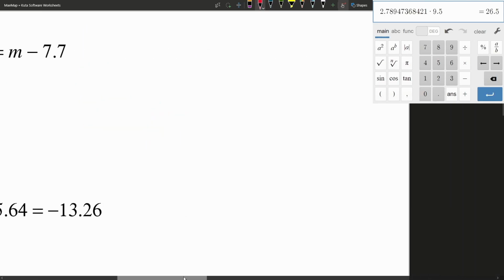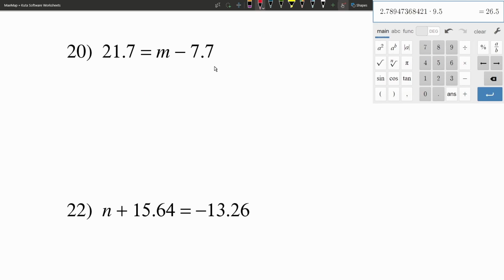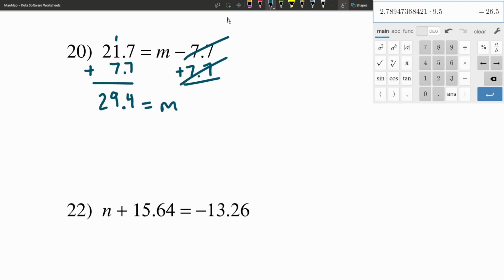Moving on to number 20. We have 21.7 equals M minus 7.7. How do we cancel out a number that's subtracted? We're going to add it. So we're going to add 7.7 to both sides. And let's make sure to keep those in line so we don't even have to worry about going to our calculator. We're going to get M on our right-hand side is equal to 7 plus 7 is 14. So that's going to be a 4. Carry over the 1. Keep that decimal in line. So I'm going to just drop it on down. 1 plus 1 plus 7 is 9, and then 2 plus essentially 0 is 2. So 29.4 is equal to M.